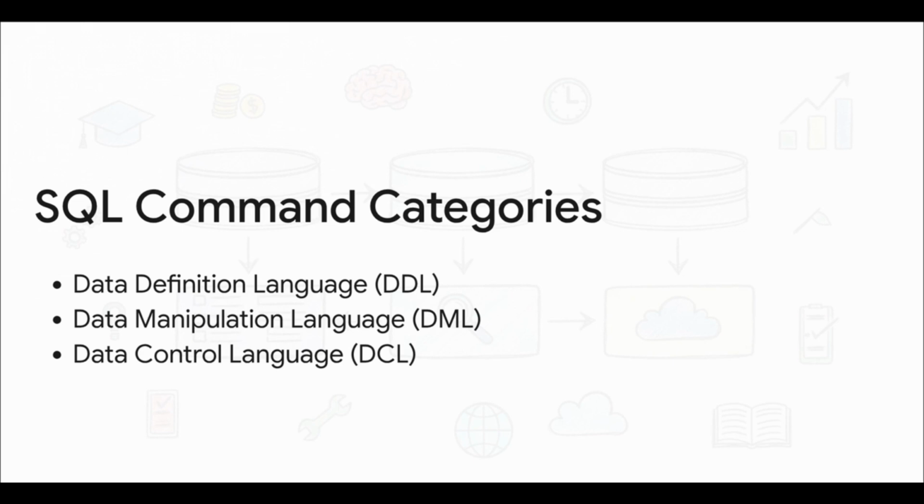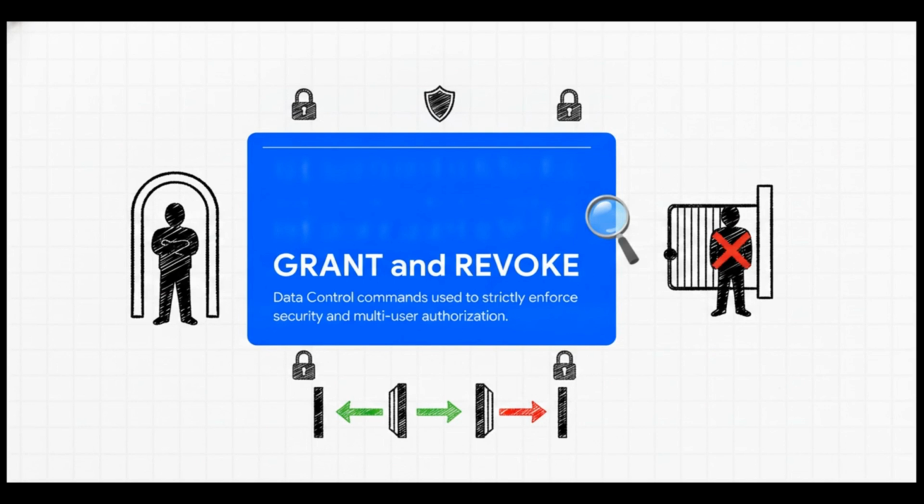First up, Data Definition Language, or DDL, which we use to create and modify the database structure itself. Second is Data Manipulation Language, or DML, and that's for querying, inserting, and updating the actual data. And third, we have Data Control Language, DCL, which handles all of our system security. Speaking of security, let's take a closer look at these data control commands, grant and revoke.